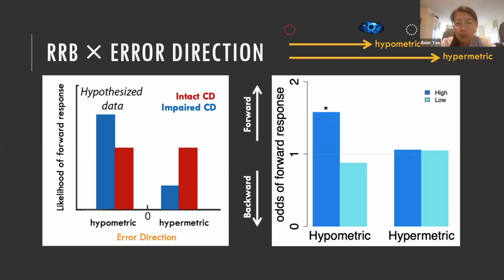Breaking the interaction down by high and low values of ADI revealed that the effect of error direction was only significant in ASD participants with severe repetitive behaviors. In this graph, the dark blue bars are the group with severe repetitive behavior, and the light blue bars are the group with less repetitive behavior. Specifically, ASD participants with severe repetitive behaviors were more likely to make forward judgments when their saccades were too short, but not on saccades that were too long.